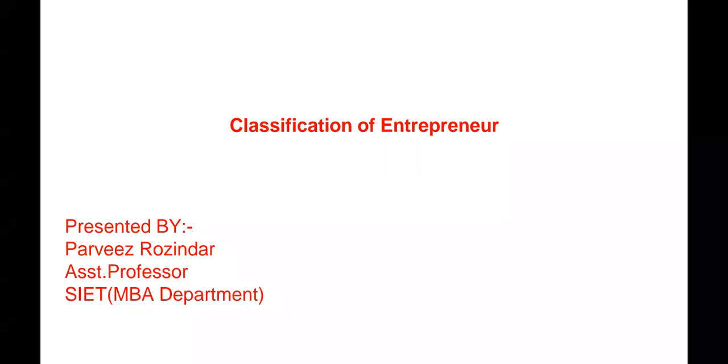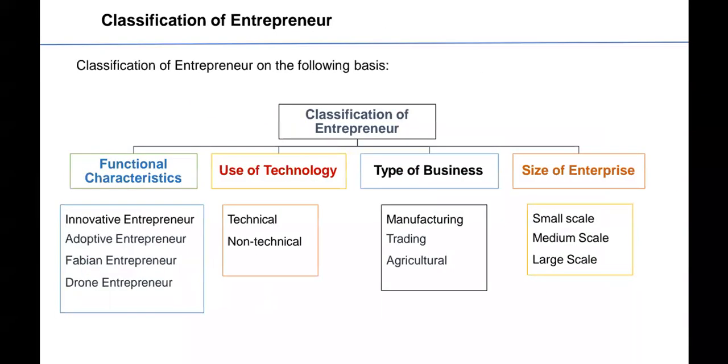Dear students, in this class, we'll study the classification of entrepreneurs. There are different classifications of entrepreneurs. What are the different classifications that we'll see in today's class? The classification of entrepreneurs is on the basis of functional characteristics, use of technology, type of business, and size of enterprise. These are four different classifications of an entrepreneur.